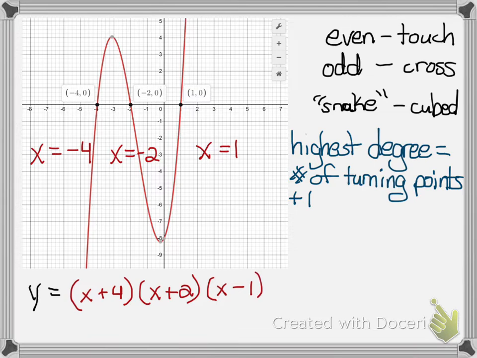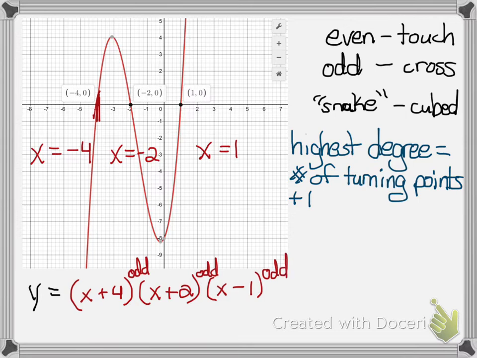Now let's talk about the multiplicity of each one. Remember, even, touch, odd, cross. So at the root -4, as you can see, it crosses through. So that's going to have an odd multiplicity. Same thing with the root of -2, odd multiplicity. And the last one crosses too. So it's going to be an odd multiplicity.